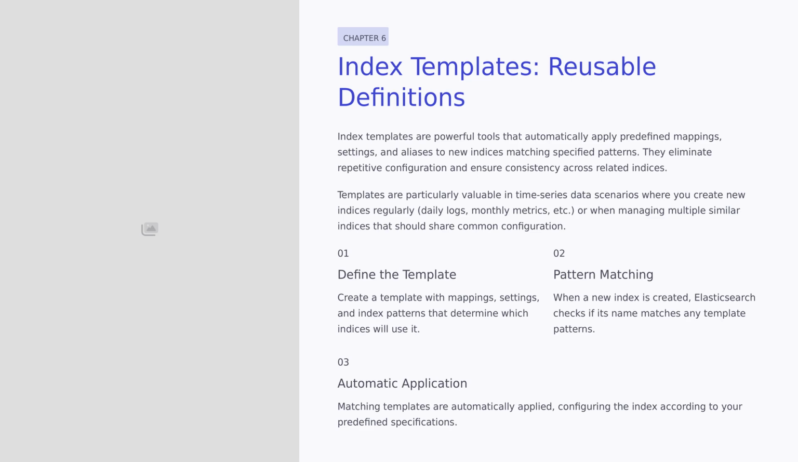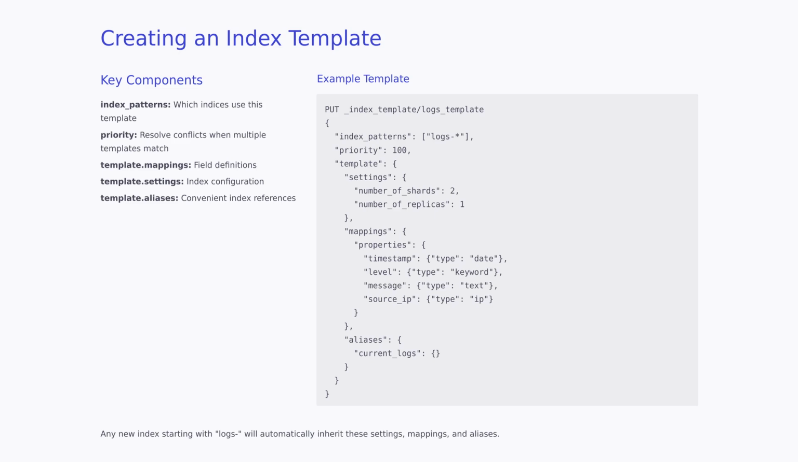So, Step 1, craft your template blueprint with mappings, settings, and index patterns. When a fresh index emerges, Elasticsearch plays detective, matching its name to template patterns. Voila! The matching template swoops in, tailoring the index to your predefined specs. Efficiency at its finest.